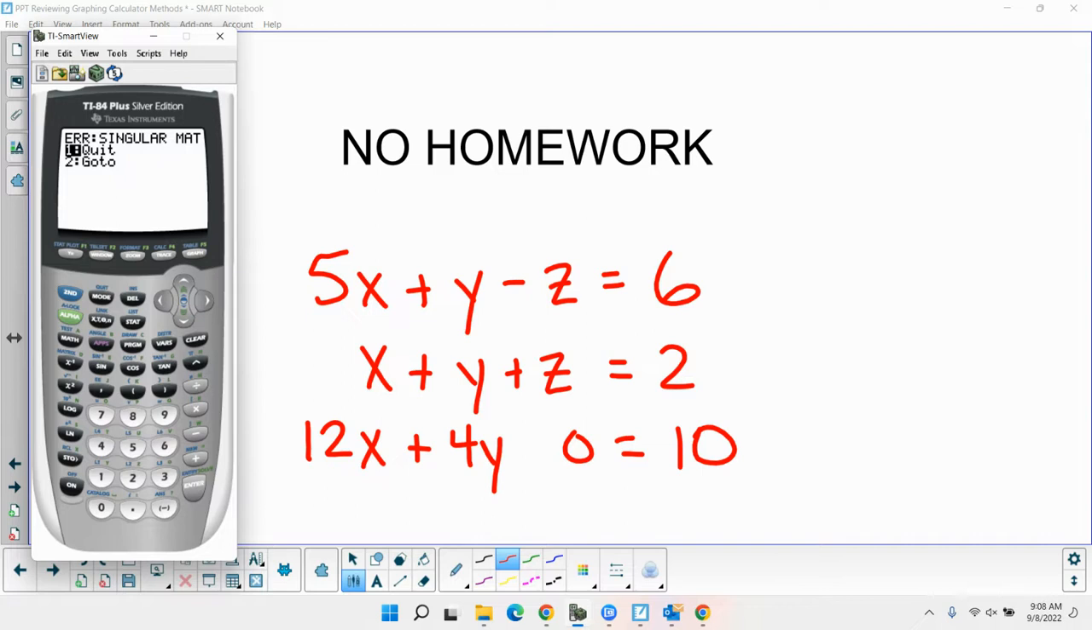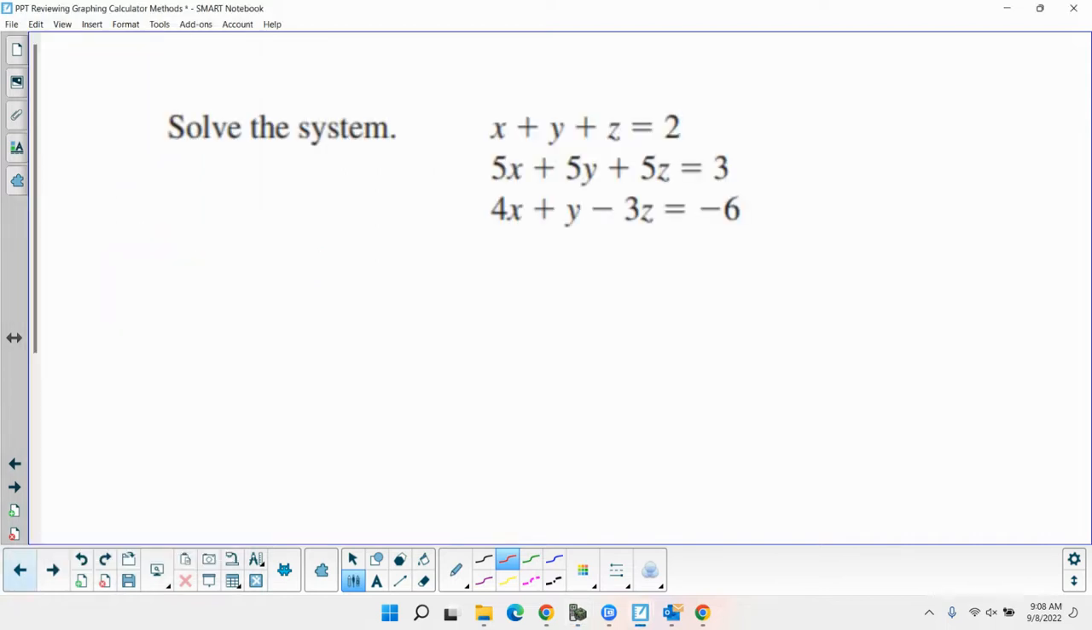All right. Let's try this one just for practice. See what you get. Okay? And that'll be it for today. No homework. And then tomorrow we'll get back to what we're supposed to be doing. Are you guys feeling better about the calculator? Serenity, you getting a feel for it? Good.